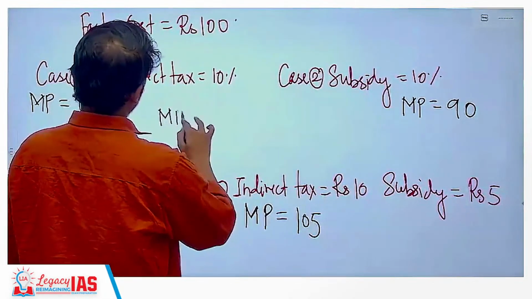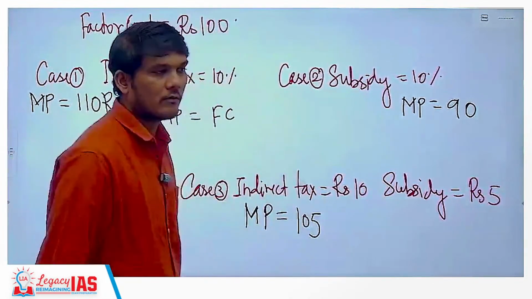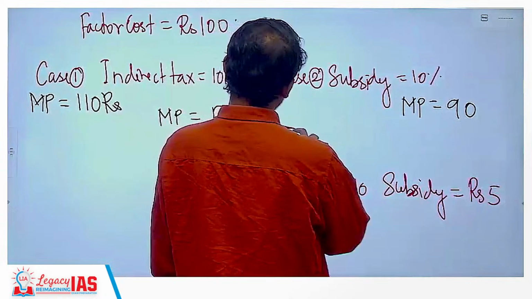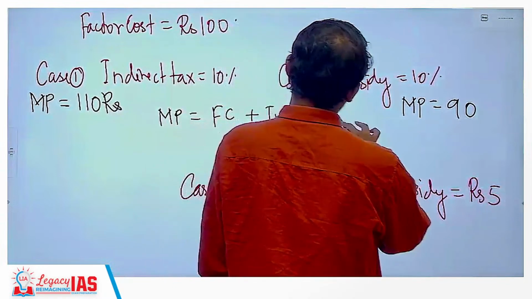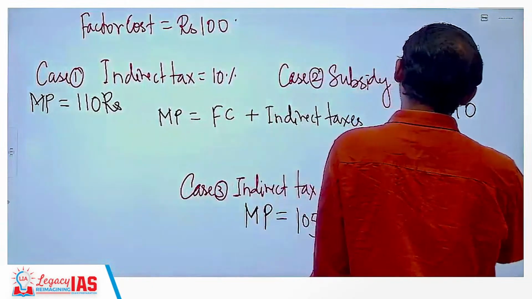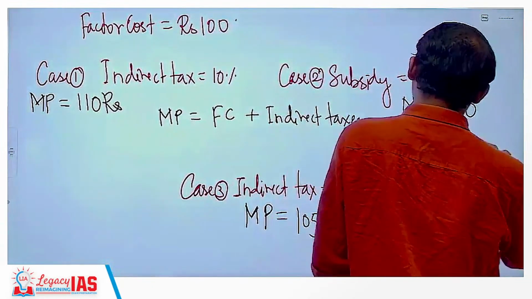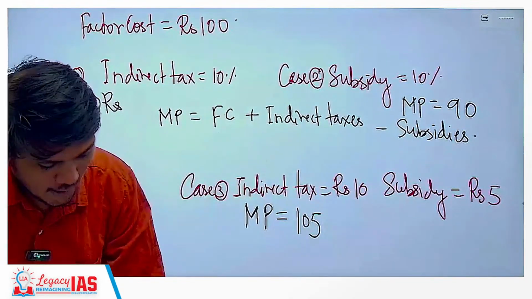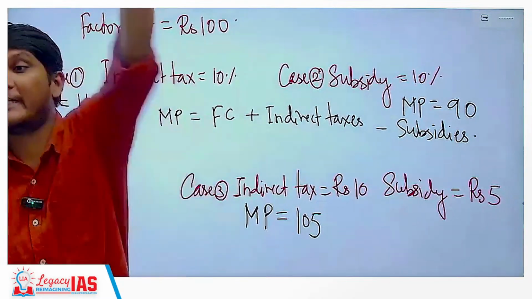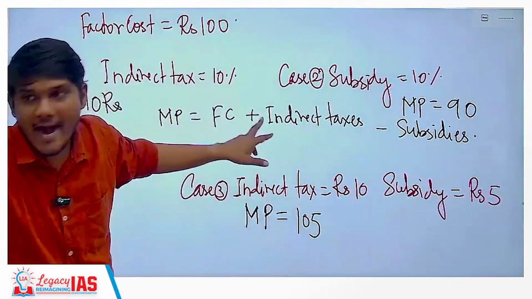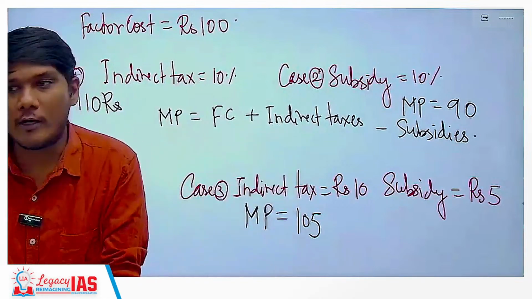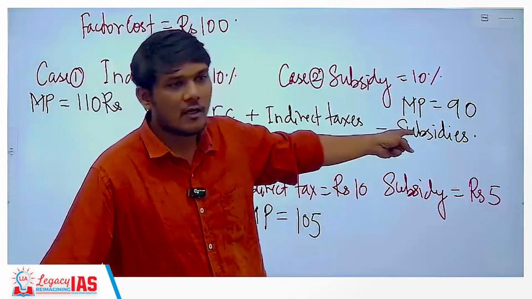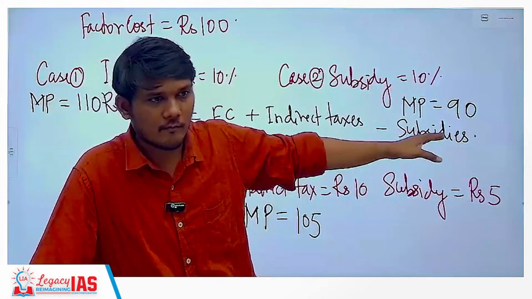Market price is equal to factor cost, right? We are adding the indirect taxes and we are subtracting the subsidies. Okay? In the definition I wrote, market price includes indirect taxes, which increase the price. So how will the price increase? When you add the indirect taxes. And what does the subsidy do? It lowers the price. The government provides subsidy to lower the price. So that is why we remove the effect of subsidy, minus subsidy.